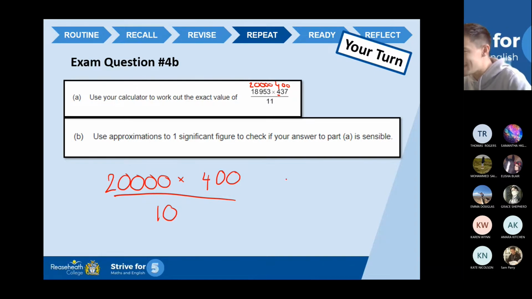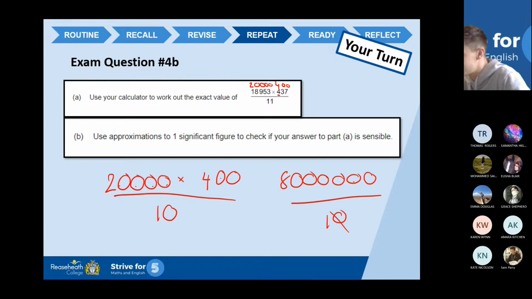2 times 4 is 8. And then we've got how many zeros? 1, 2, 3, 4, 5, 6. Divided by 10. Cancel out a 0. So my final answer is going to be 8, 1, 2, 3, 4, 5 zeros.